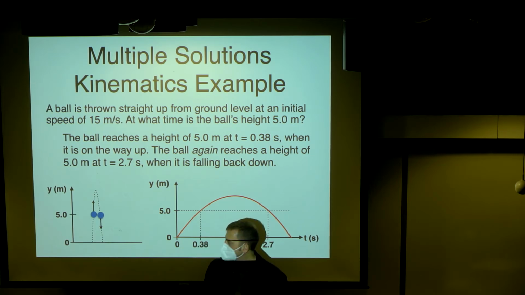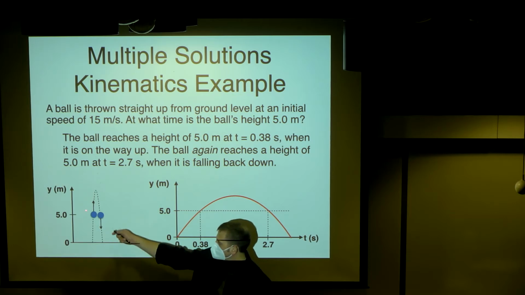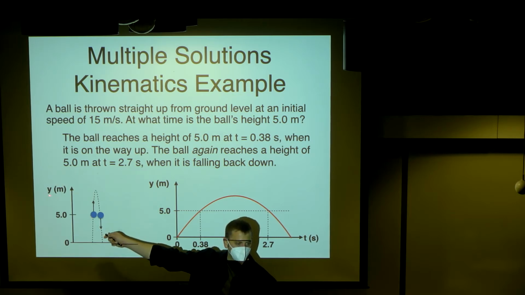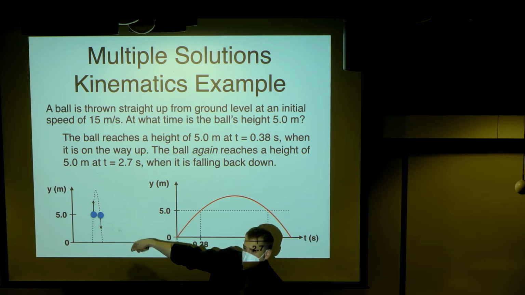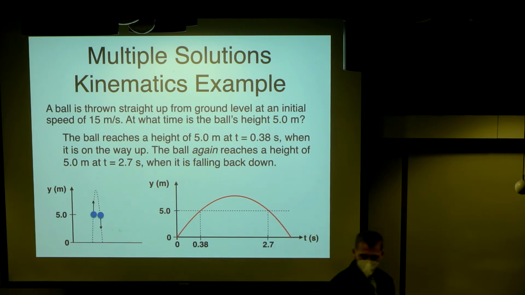Now, which time is going to be bigger? So if we get, like, I don't know, 1 second and 3 seconds, I know the smaller time is when we're going up, right? Because that happens first. The bigger time is when we're going down. That happens later. So that's how we can distinguish these two cases. You all see that? Okay.